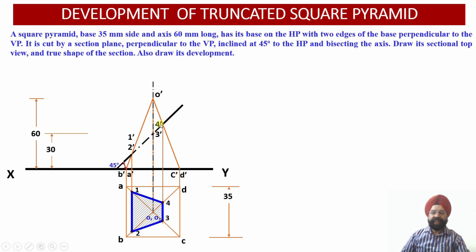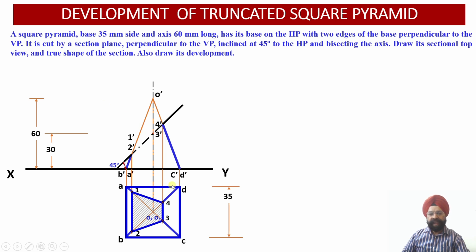But this is a much bigger surface. Since this section surface happens to be inclined to HP at an angle of 45 degrees, the top view does not give me the true shape, it gives me only the apparent shape of this cut surface, which is 1 dash, 2 dash, 3 dash and 4 dash. So I need to draw an auxiliary inclined plane parallel to this cutting plane to be able to obtain the true shape of this surface.